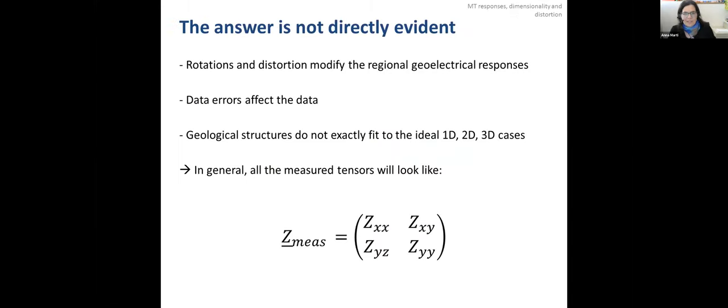This is not easy and not evident because, as we showed, the rotation and distortion modify our regional responses. The data errors affect the data. Then the geological, the real world is not exactly fitting our ideal 1D, 2D, and 3D structures. And in general, all the measured tensors will look like this, with all the components different from zero.